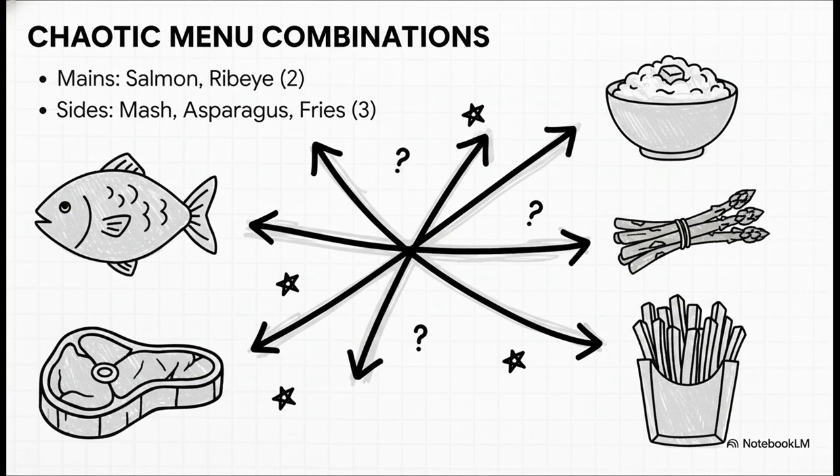In our database, we have 2 tables. Our mains table has 2 items, a grilled salmon and a ribeye steak. Our sides table has 3 items, mashed potatoes, roasted asparagus, and truffle fries. Now if we run a query using a Cartesian product, every single main dish is automatically paired with every single side dish, completely regardless of whether it actually makes culinary sense.